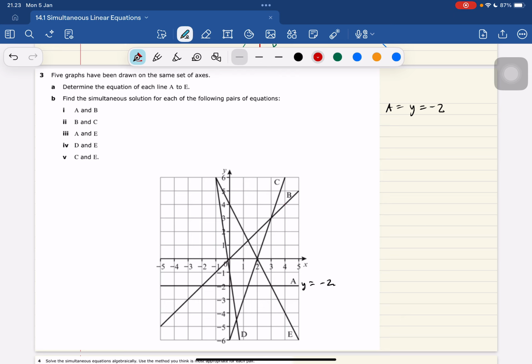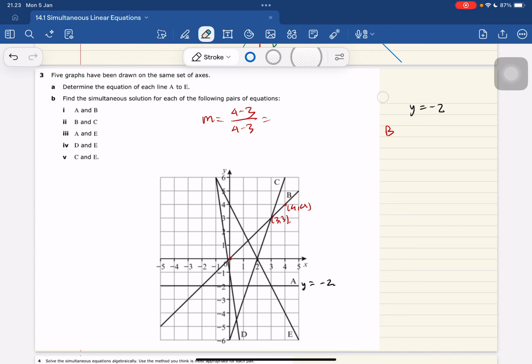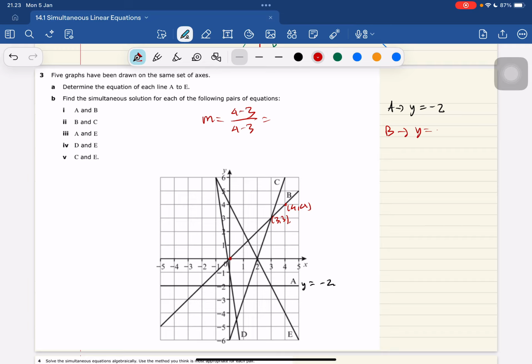Okay, B. Let us find the gradient. So this is the gradient. 4 and 4, 3 and 3. So for the gradient, the y is 4 minus 3 and x is also the same thing, 4 minus 3. So the gradient is 1. So the y-intercept is 0. So B equal to y, gradient is 1, so y equal to x.